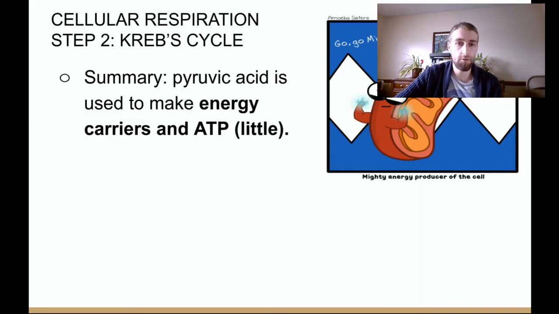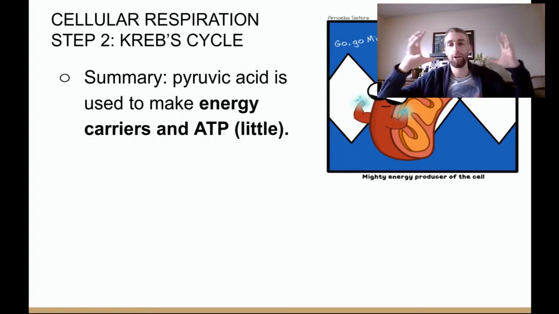So step 2, what's going to happen here? Pyruvate or pyruvic acid is what we ended the first step with. We're going to break it down again, and that is going to give us a little bit more ATP and also some more energy carriers. Those are like the things we saw in photosynthesis that store chemical energy and take it from one place to another.